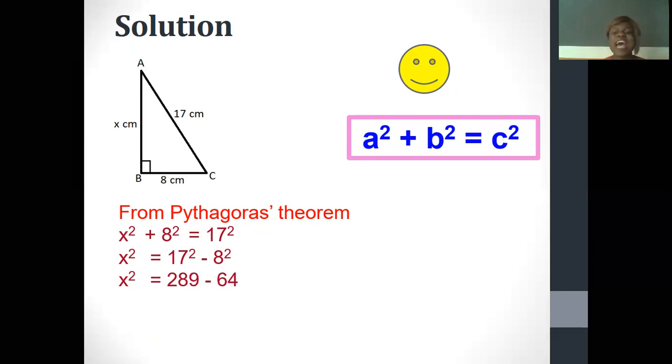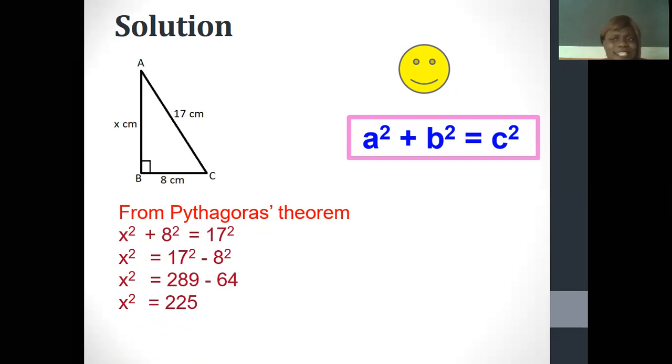So x squared now, what is 17 squared? That's what I said. Try to be familiar with the values of squares. You can learn as much as 20, up to 20 square, up to 30 square, as far as you can carry yourself. So 17 square is actually 289, and 8 square is actually 64. So that helps us out. So x squared now becomes 289 minus 64, which is 225.